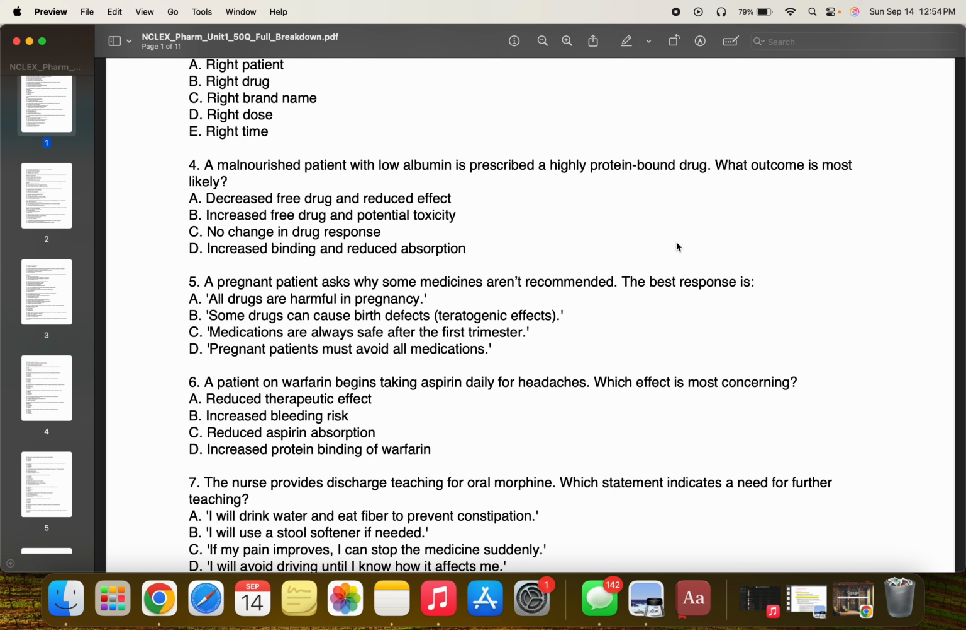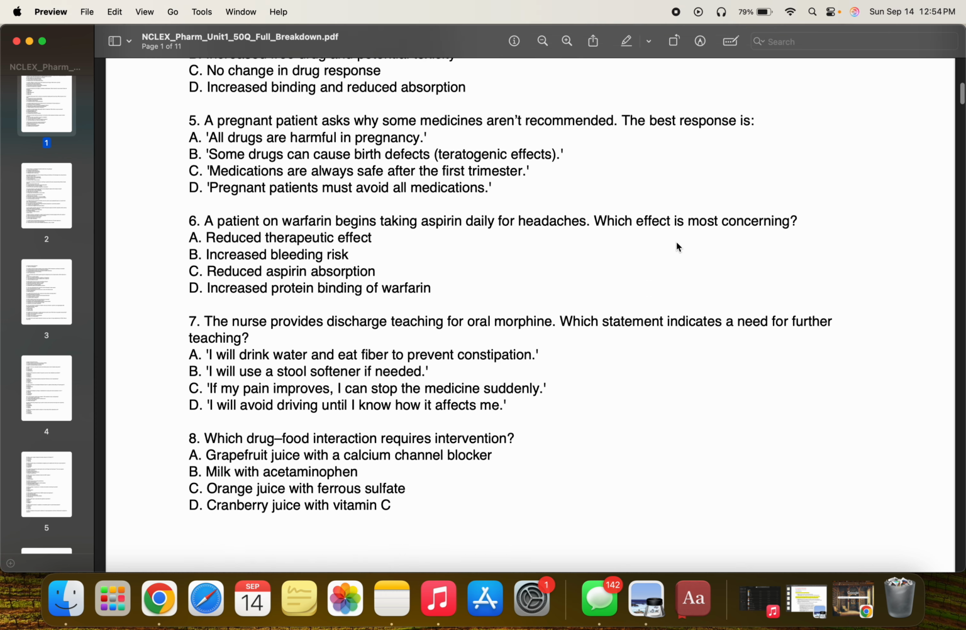I hope you guys get this because this was just dumb. It's B, some drugs can cause birth defects.